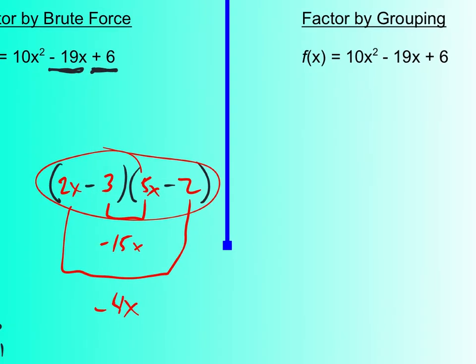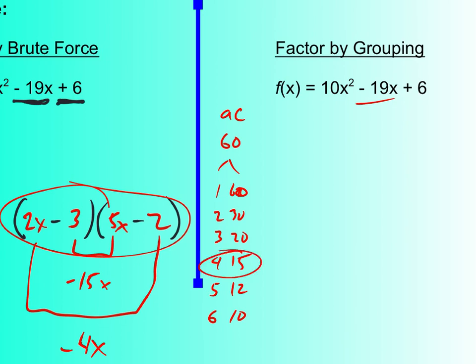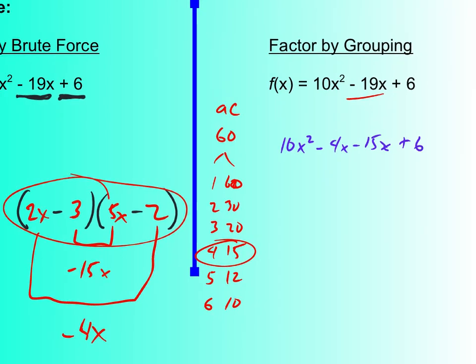And again, if we were to group this, we would figure out that AC is 60. So again, 1 and 60, 2 and 30, 3 and 20, 4 and 15, 5 and 12, 6 and 10. We have all these combos, but again, we need them both to be negative and to add up to 19. So there's your 4 and 15 combo. So we're going to rewrite this as 10x squared minus 4x minus 15x plus 6. Again, these all needed to be negative numbers here because it's a negative times a negative.